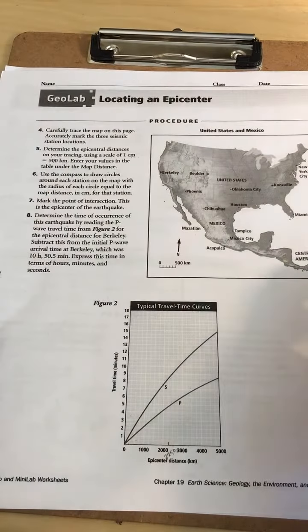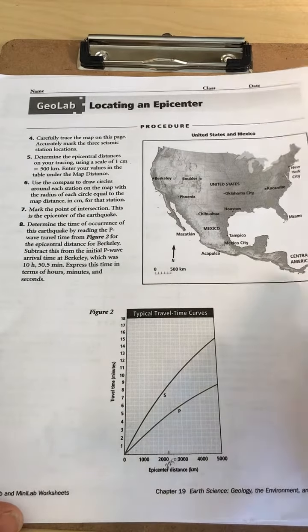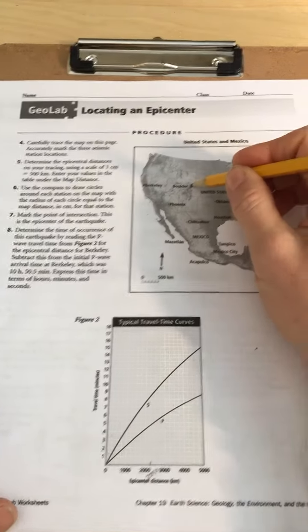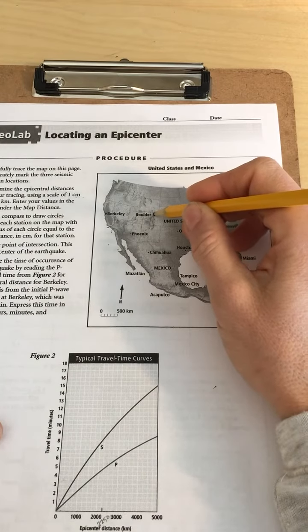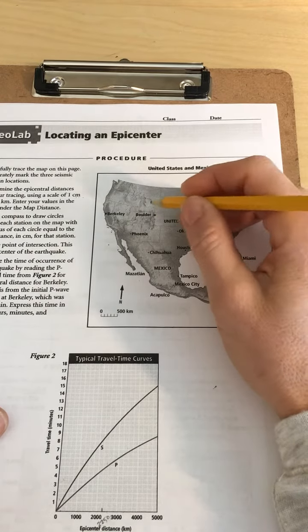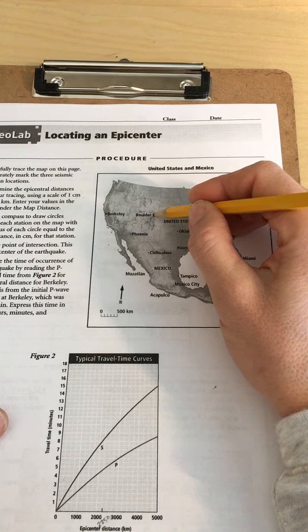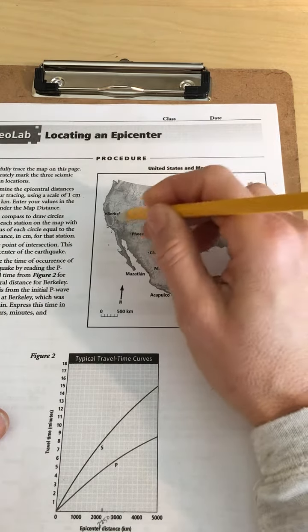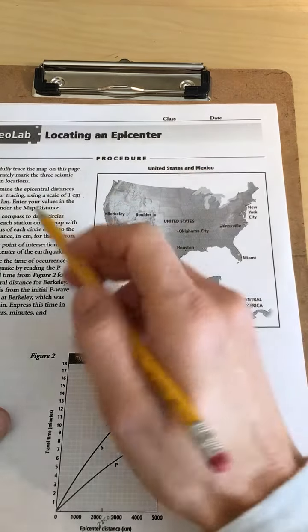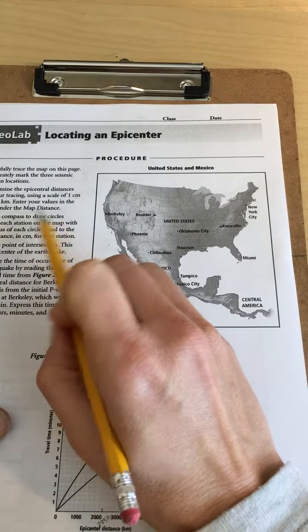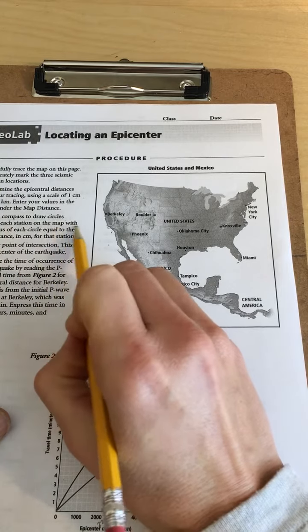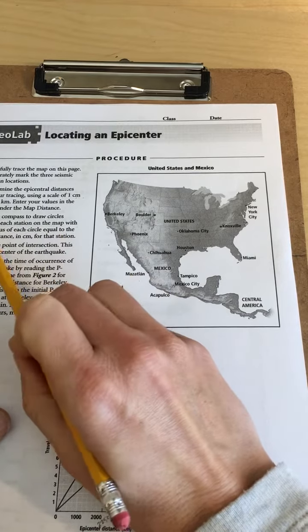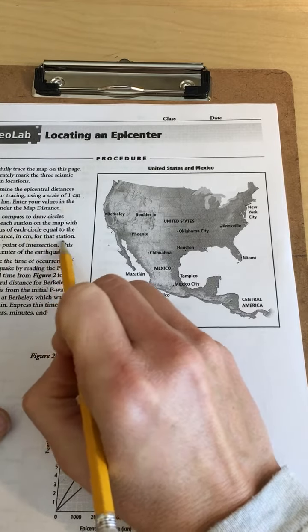So that tells me that from Boulder, Colorado, right here, the epicenter of the earthquake on this map is 4.5 centimeters away. All right, but it can be in any direction. We don't know the direction. So what we have to do is use the compass to draw circles around each station on the map with the radius of each circle equal to the map distance in centimeters for that station.